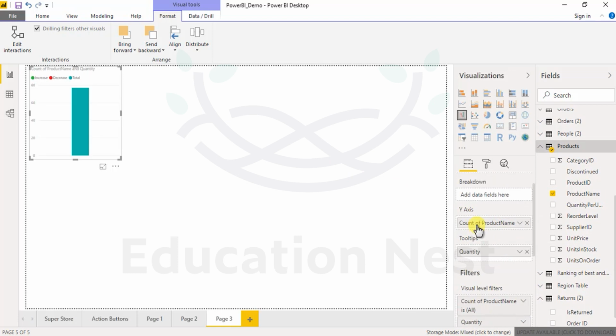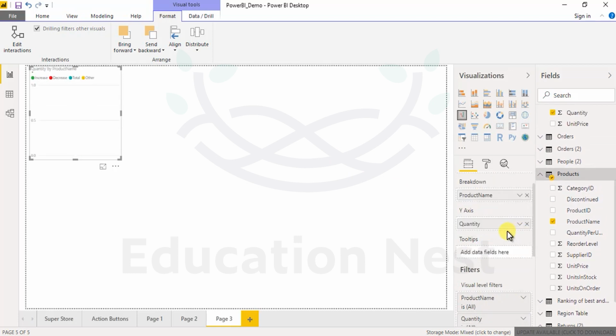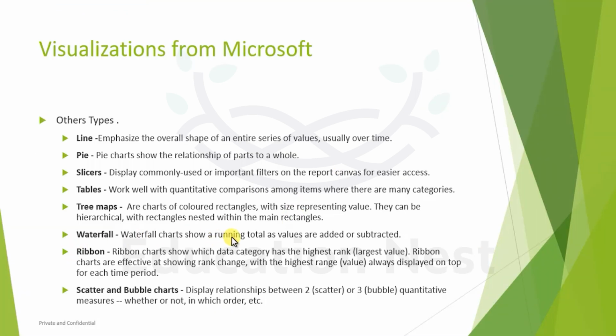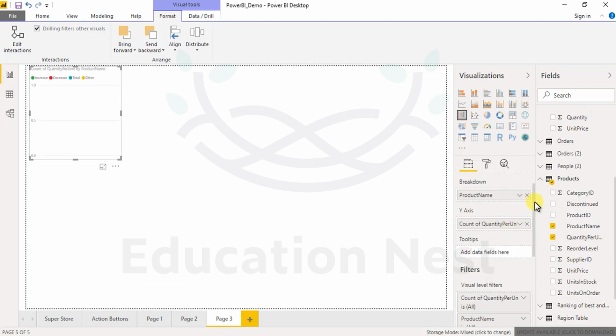It's not coming over here. And if I try to move it over here, it doesn't come over. So a waterfall chart would usually be used to show a running total. I want a quantity value over here. That's fine. And I want a product name. However, these are not related.